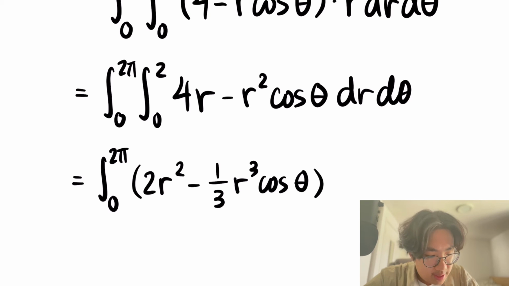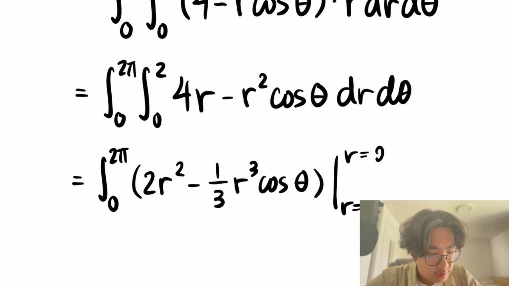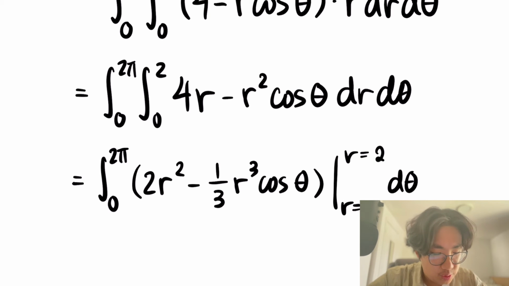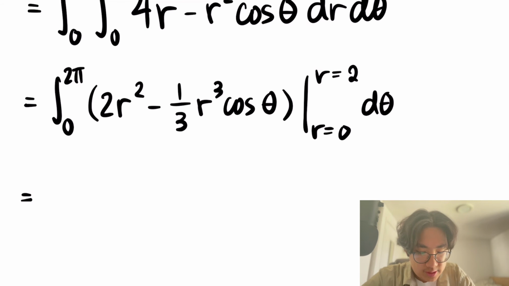This is being evaluated now. You can just write 0 and 2. It's usually what I do, but you can also write r is equal to 0 and r is equal to 2, if you find yourself forgetting or find this helpful, to remind yourself what you're plugging in here, using FTC, the fundamental theorem of calculus.